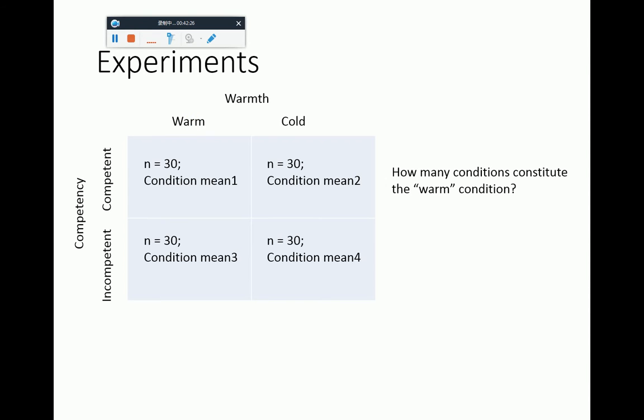Another way to think about it is, among these 4 conditions, in what conditions will you hear the target person described as warm? The answer, of course, is 2. We have Aaron described as warm, competent, and warm, incompetent.